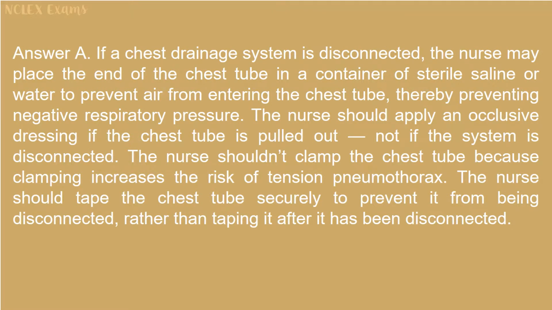Answer A. If a chest drainage system is disconnected, the nurse may place the end of the chest tube in a container of sterile saline or water to prevent air from entering the chest tube, thereby preventing negative respiratory pressure. The nurse should apply an occlusive dressing if the chest tube is pulled out, not if the system is disconnected. The nurse shouldn't clamp the chest tube because clamping increases the risk of tension pneumothorax. The nurse should tape the chest tube securely to prevent it from being disconnected, rather than taping it after it has been disconnected.